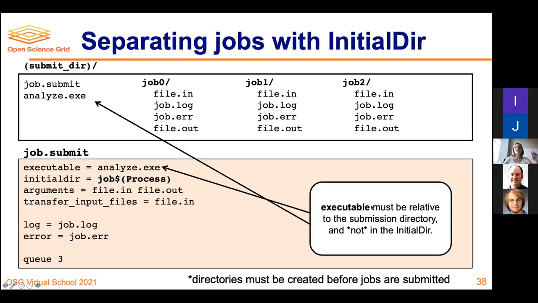And of special note, the executable is still always expected to be found relative to the submission directory, which is great because that means that Condor is not expecting that you have an executable file in every one of these directories. You can still just have one copy of that executable in the location of the submission directory or relative to it.